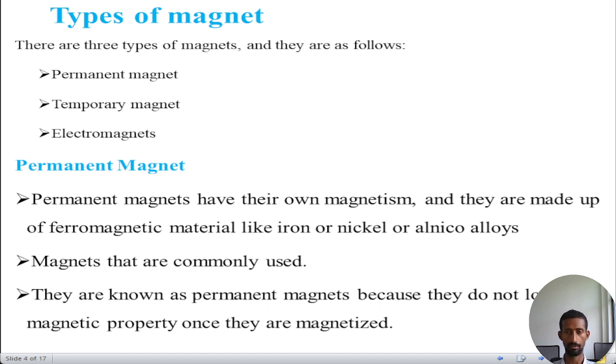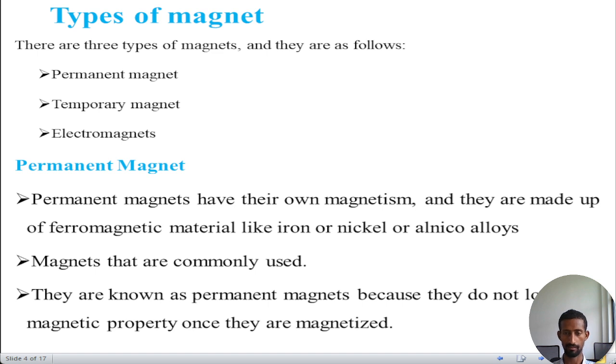What types of magnets do you know? We may divide types of magnets into three. The first one is the permanent magnet, the second one is the temporary magnet, and the last one is the electromagnet. Let's see the first one, that is, the permanent magnet.